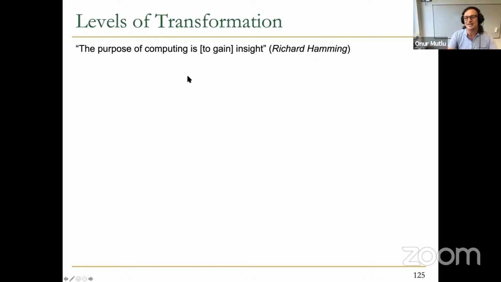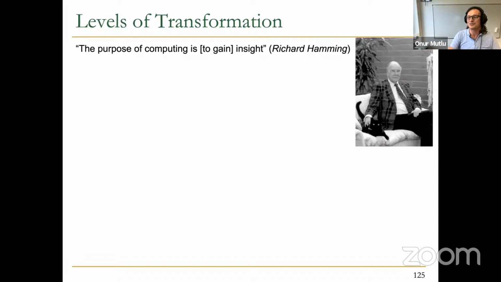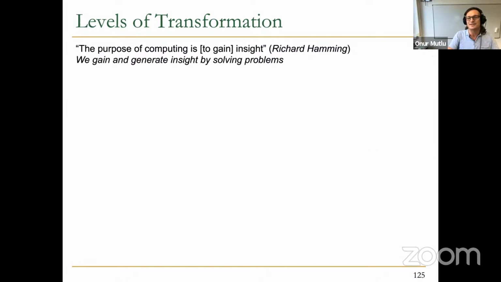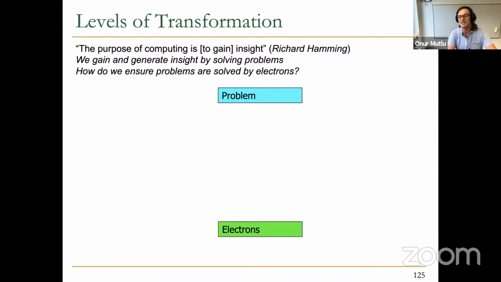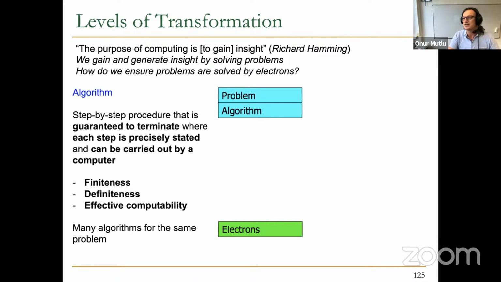But Richard Hamming also said the purpose of computing is to gain insight, not numbers. I think I've shown you a picture of Hamming. This is him. But levels of transformation: we gain and generate insight by solving problems. And how do we ensure problems are solved by electrons? Basically, we go through the levels of transformation. There's a hand I see on Zoom. Does somebody want to ask a question, or does that remain because you raised your hand earlier? Okay, the hand disappeared, so I'm assuming that's not a question at this point.